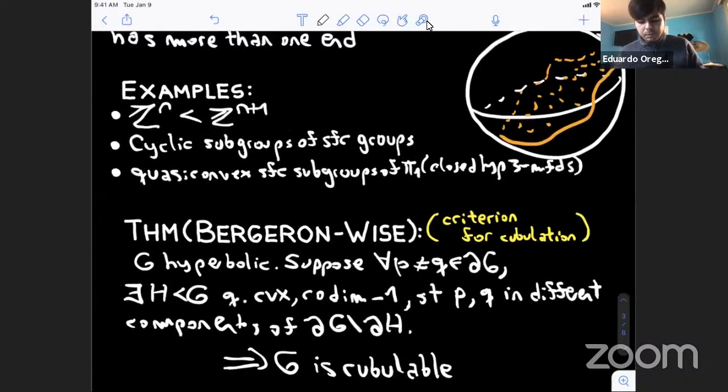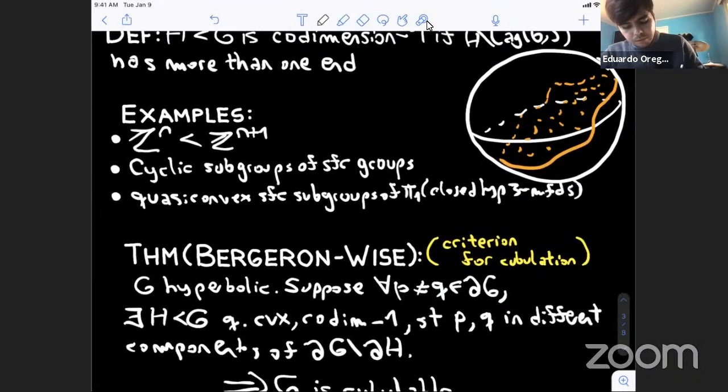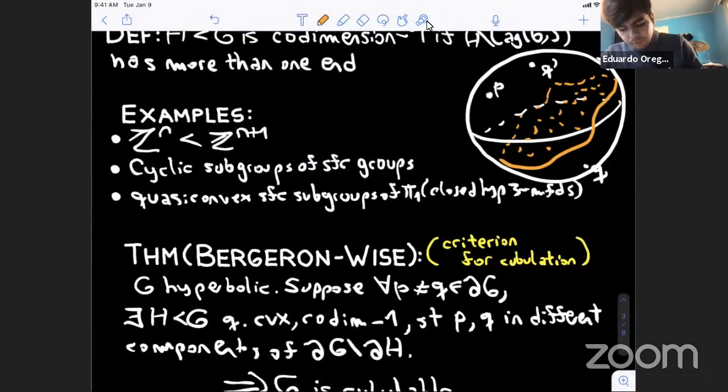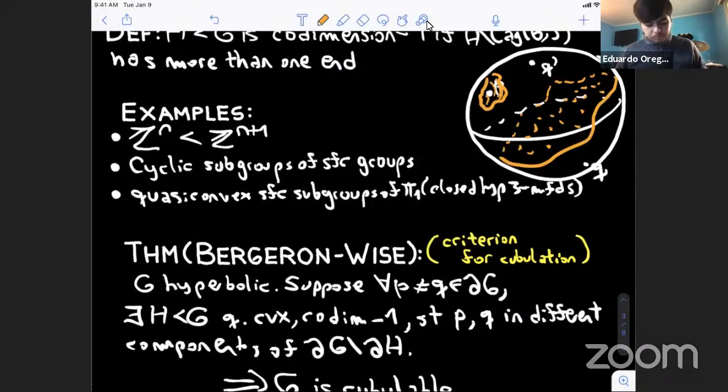Okay, so in this picture, if you have points, let's say P and Q, these two points are separated by this quasi-convex subgroup, but if now the Q prime is here, then maybe we are able to find another quasi-convex subgroup separating. And this holds for any pair.